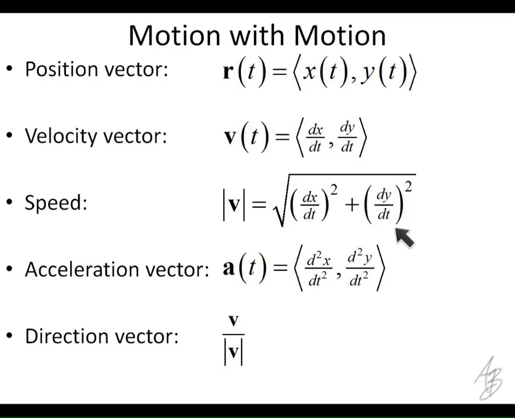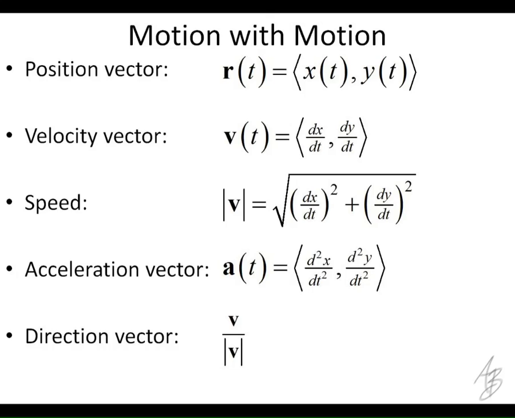Where have we seen this square root before? Yeah, if we integrate that, that's the curve length of a parametric equation, right? So if we integrate the speed, that's going to give us the length of the curve. So we've seen that square root before.